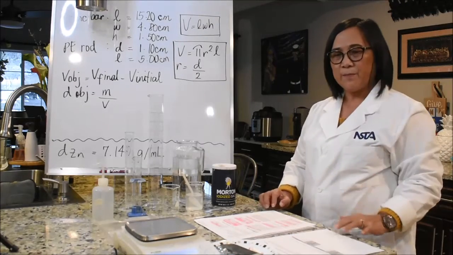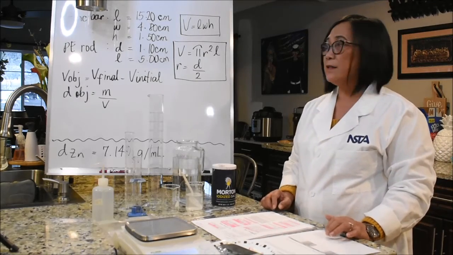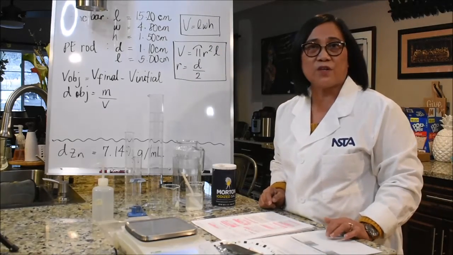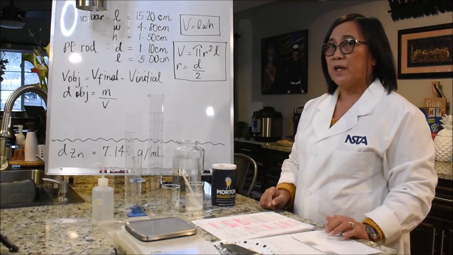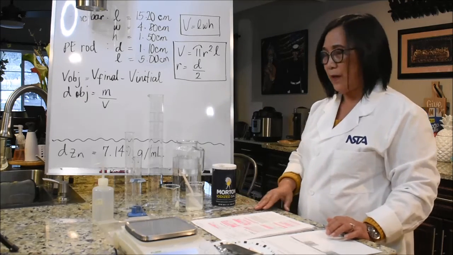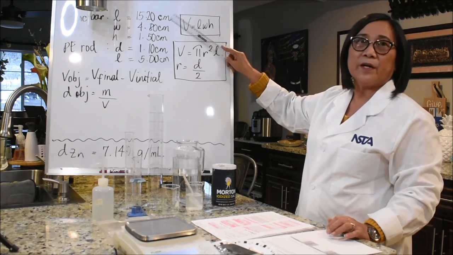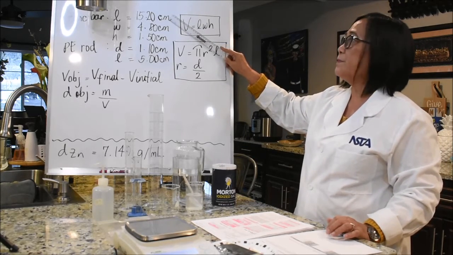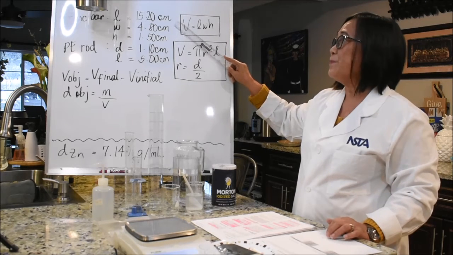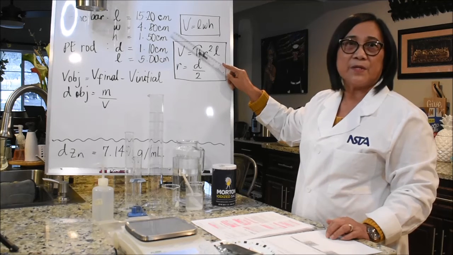I already have pre-measured our zinc bar and our PE rod, and on this whiteboard you will find the measurement of the dimensions. I will mention them to you, but if you can see them on the whiteboard, take note of them as well. The length of the zinc bar is 15.20 centimeters. Its width is 4.80 centimeters. Its height or thickness is 1.50 centimeters.